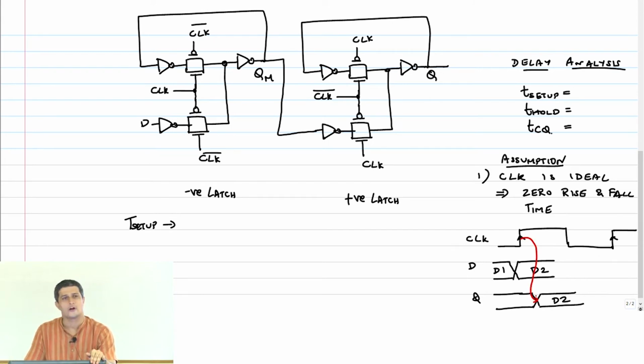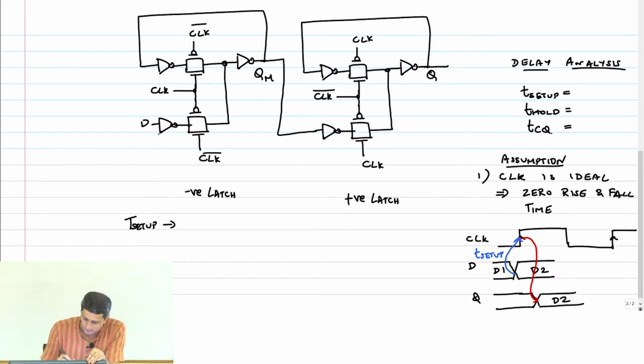So what are we trying to do? We are trying to move this particular edge, T setup, closer and closer and closer, and then we are going to see when that data will not get captured. At what point will D2 not get captured? That's what we are going to theoretically first analyze.